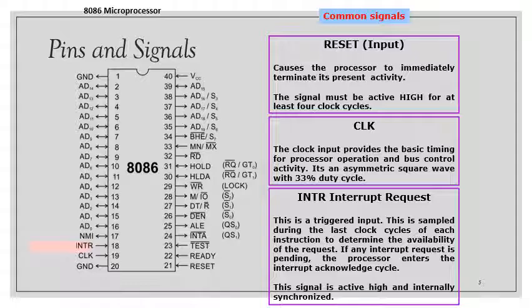Next, pin number 18, INTR, interrupt request. This is a level triggered input. This is sampled during the last clock cycle of each instruction to determine the availability of the request. If any interrupt request is pending, the processor enters the interrupt acknowledge cycle. This signal is active high and internally synchronized. Then pin number 40, VCC, provides the +5 volt supply for the operation of the 8086 microprocessor.